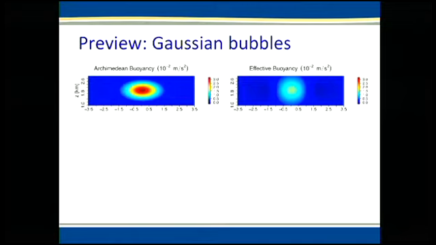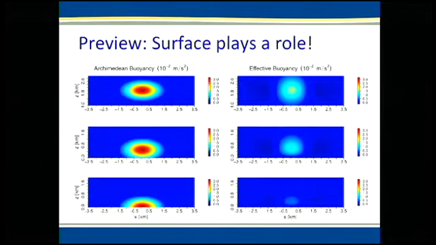What's interesting is that if I start to bring this bubble down towards the surface, the effective buoyancy decreases even more dramatically. I'm not changing the density anomaly, and the Archimedean buoyancy is just a function of the density anomaly, so that distribution doesn't change, but the effective buoyancy changes dramatically. So it seems like there's some role for the surface here.